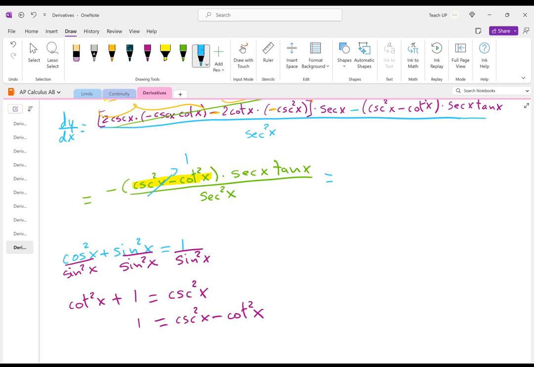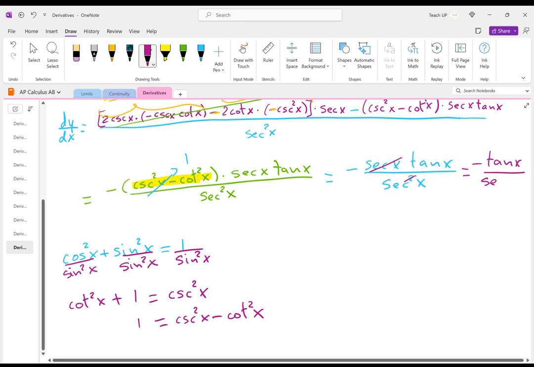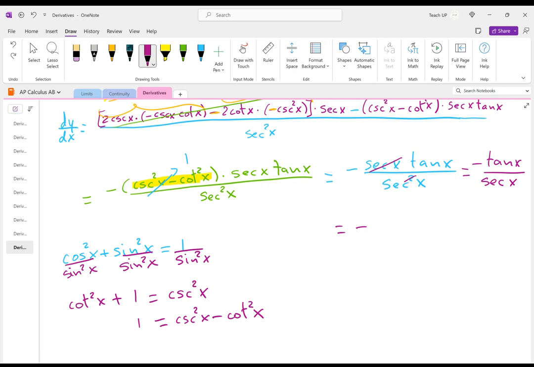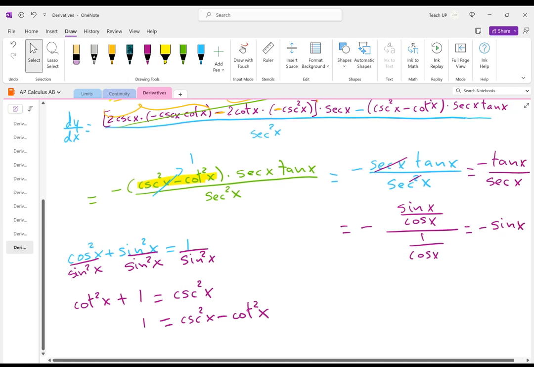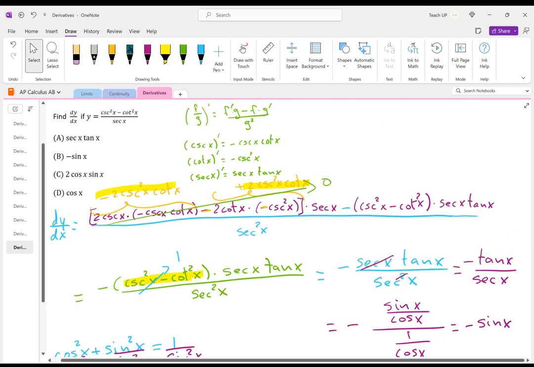So we have negative secant of x times the tangent of x divided by the secant squared of x. We're going to divide by 1 factor of the secant of x. So we're going to get negative the tangent of x over the secant of x. And of course, the tangent is just the sine over the cosine, so we're going to write it as sine over cosine. And the secant is 1 over the cosine. So that means everything just simplifies to be negative the sine of x. So we're going to look at the choices we had earlier. Our answer then is going to be B.